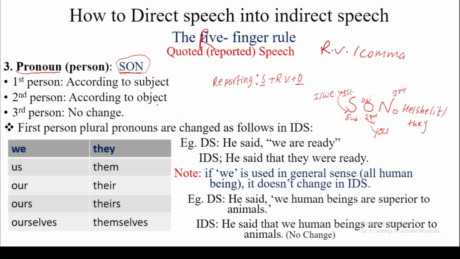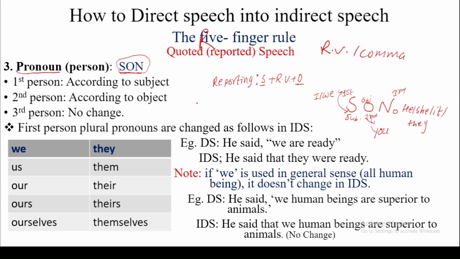Now look at this table. This table conveys that first person plural pronouns are changed as follows in indirect speech. It means we is changed to they, us to them, our to their, ours to theirs, ourselves to themselves. So this is the only case of the pronoun we of first person.